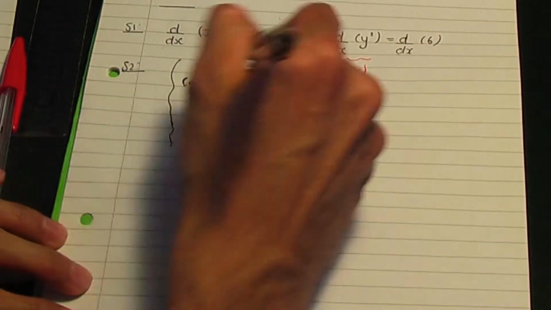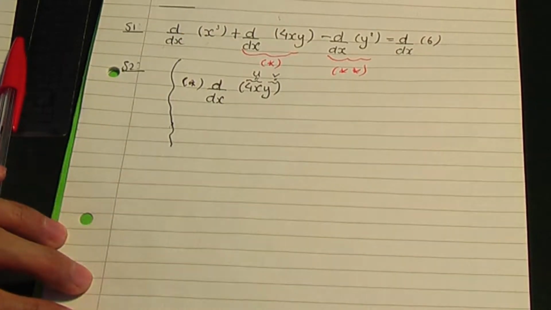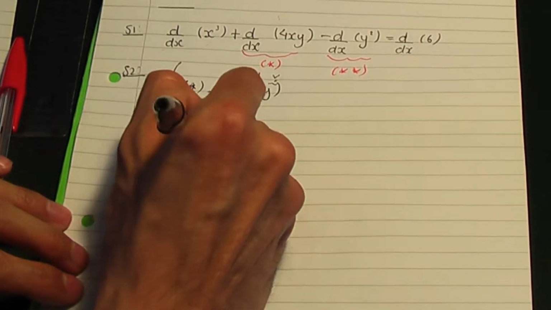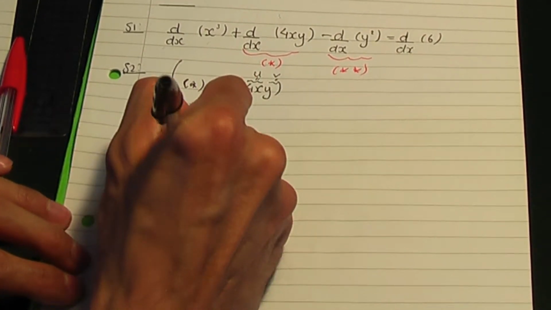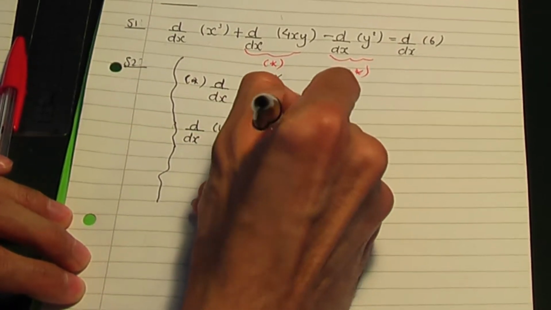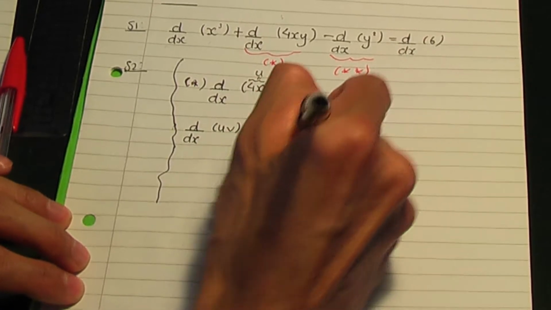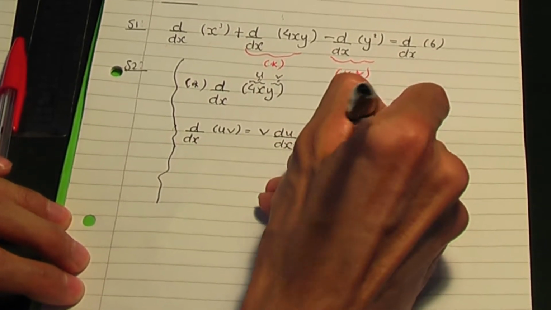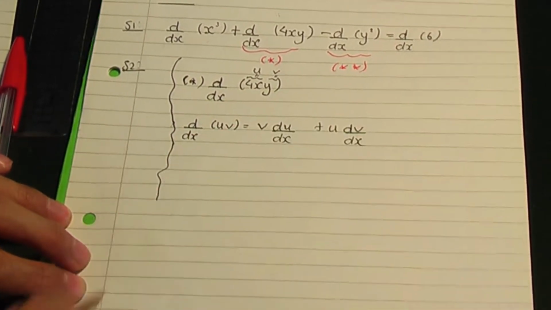Okay? So in this case, I'm going to use the product rule. u is going to be 4x, v is going to be y. Let me state the product rule firstly: d by dx of uv is v du by dx plus u dv over dx.